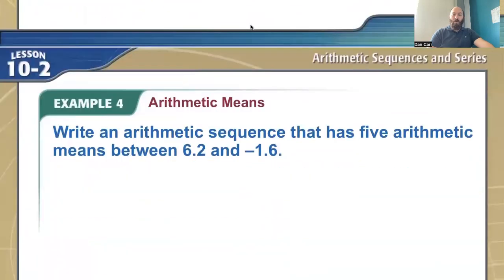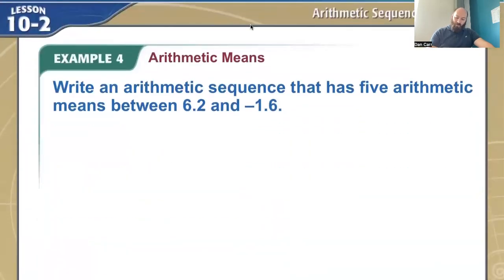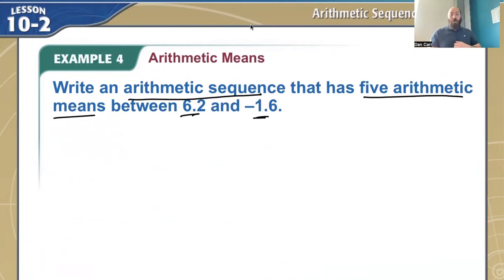All right. Our last example is going to be covering what's called arithmetic means. In an arithmetic sequence, I know that 6.2 and negative 1.6, this is telling us that it's in the sequence. Okay. But we talk about 5 arithmetic means. The arithmetic means are the terms that are going to be in between my 6.2 and negative 1.6. So the idea is this: if I have 6.2 here, I have 1, 2, 3, 4, 5 numbers in between 6.2 and negative 1.6.